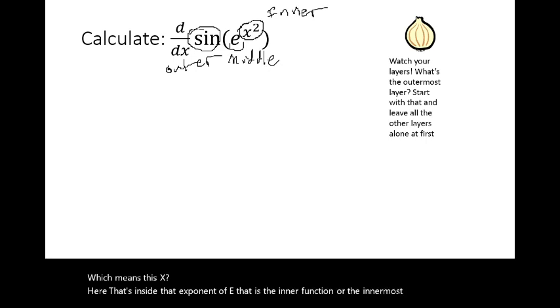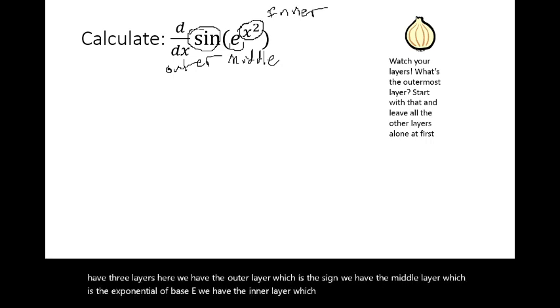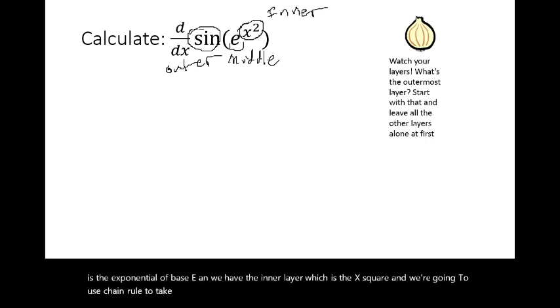So we have 3 layers here. We have the outer layer, which is the sine. We have the middle layer, which is the exponential of base e. And we have the inner layer, which is the x squared. And we're going to use chain rule to take the derivative one function at a time.